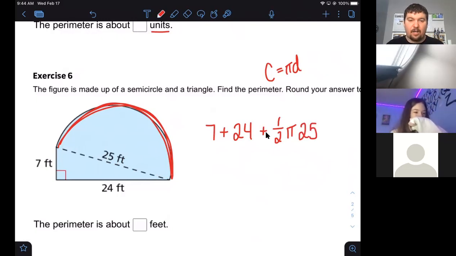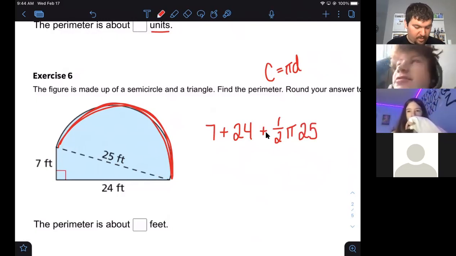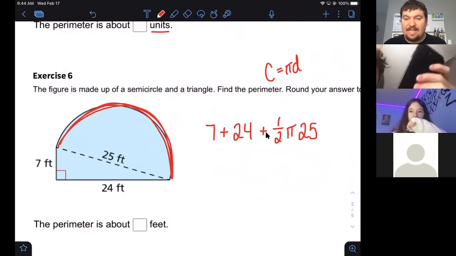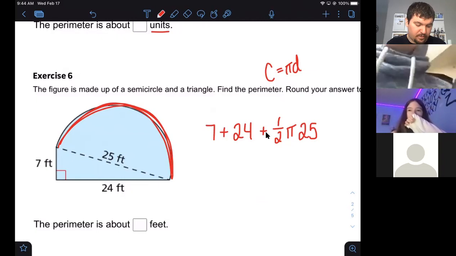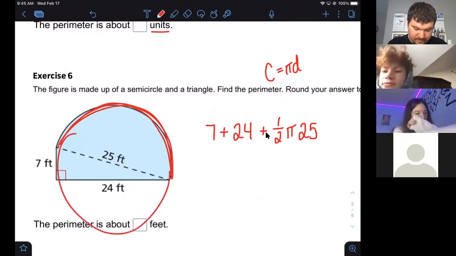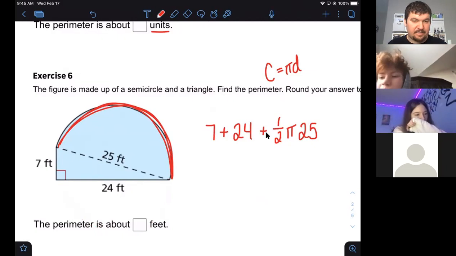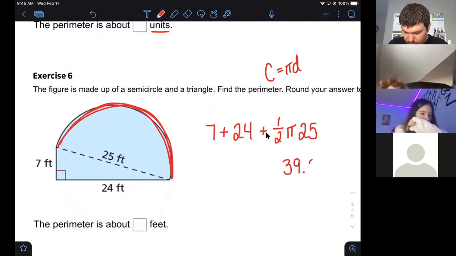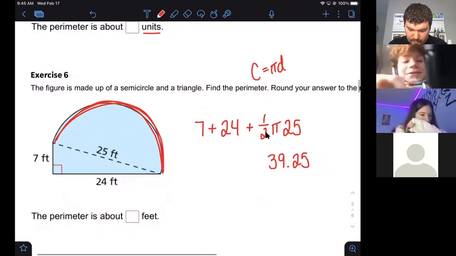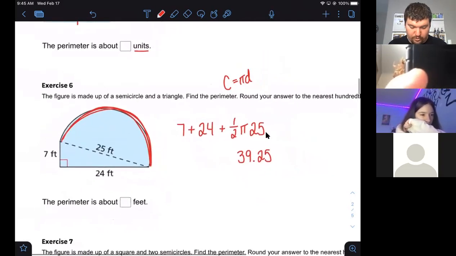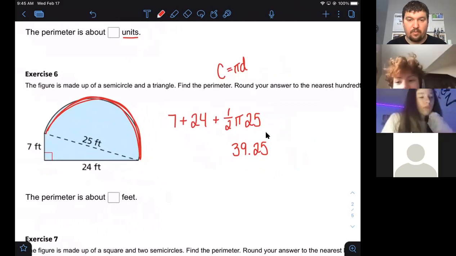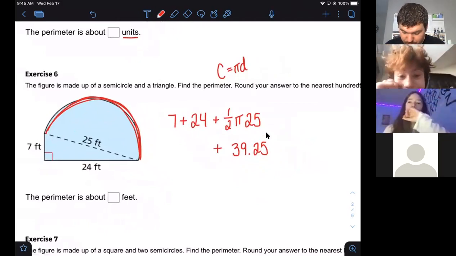And so to find out how long that curved portion is, we're going to do 25 times pi, 3.14, which is 78.5. And then because it's a semicircle, we're going to divide that by 2 because we only want half that distance. We do not want the full distance of the circle. We only want half of it. And so 78.5 divided by 2 is 39.25. So that's how long the curved portion is. Now we have to add the other two sides onto that, which was 7 and 24. By the way, that makes 31.